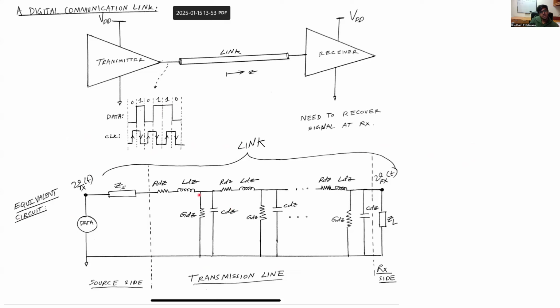And now we need to see what happens to the signal that is transmitted from the transmitter all the way to the receiver. So what happens to Vrx of t for a given Vtx of t?